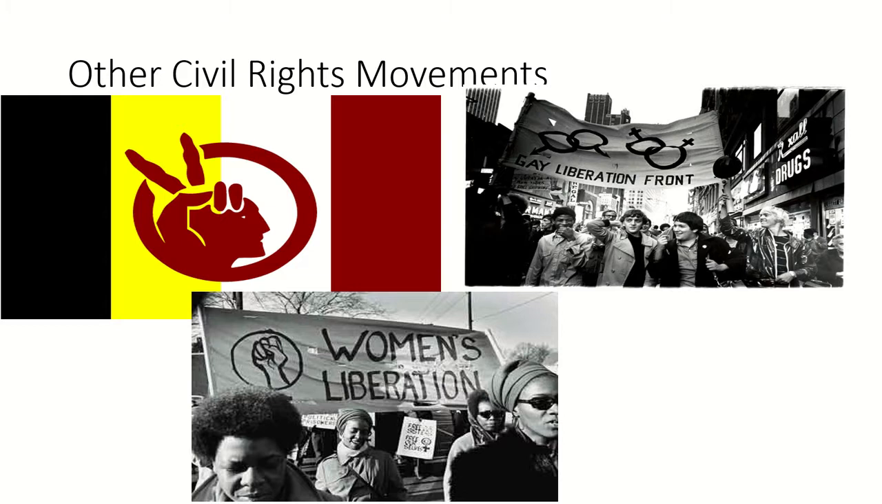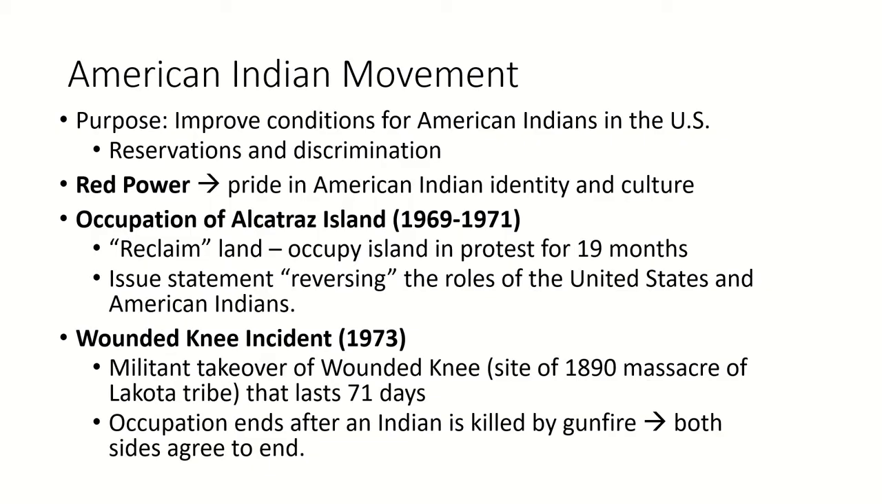But outside of just the African American civil rights movement, this is a time where a lot of marginalized groups are standing up to demand rights. One of these groups is the American Indian Movement, or AIM. And its purpose was to just improve conditions for American Indians. And so they come up with, similar to Black Power, an idea called Red Power.